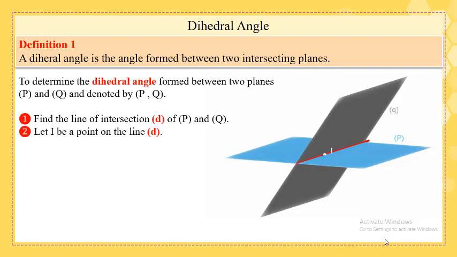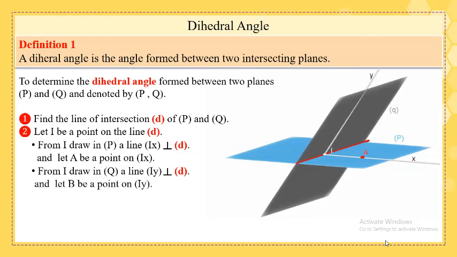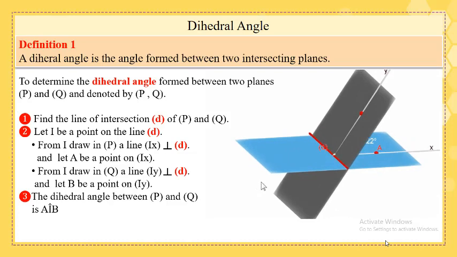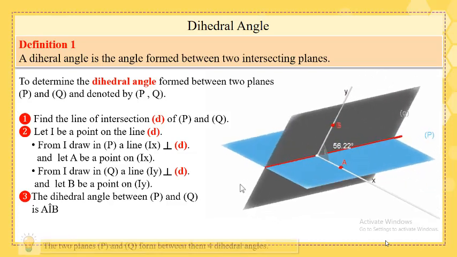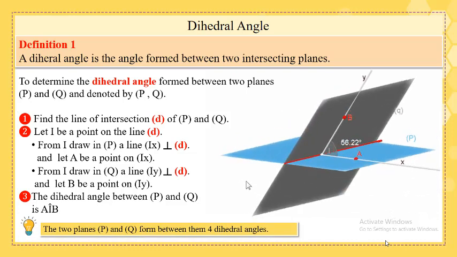Let I be a point on D. From I, draw in P a line IX perpendicular to D. Let A be a point on IX. From I, also draw in Q a line IY perpendicular to D. And let B be a point on IY. The dihedral angle formed between P and Q is the angle AIB, as you can see in the figure. Please note that two planes P and Q form between them four dihedral angles.